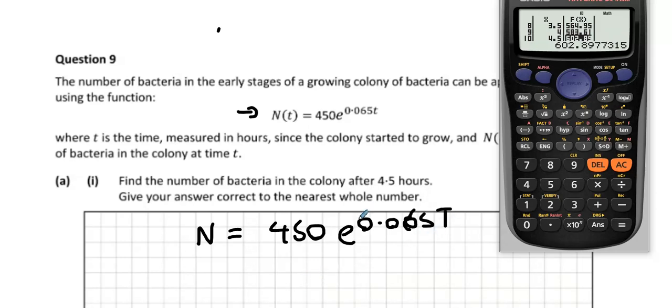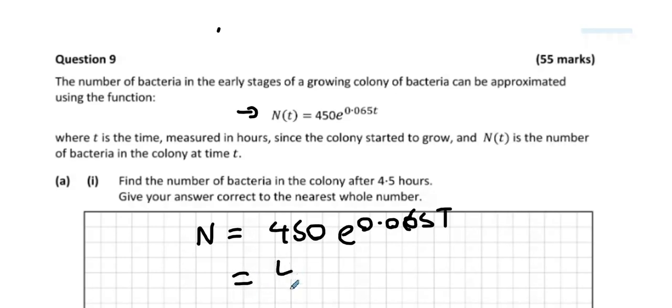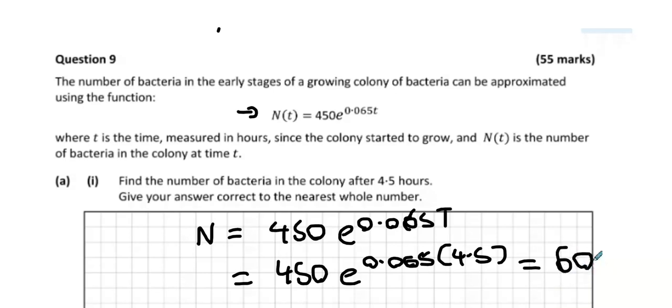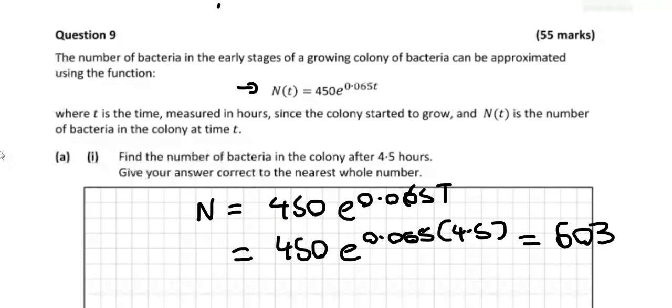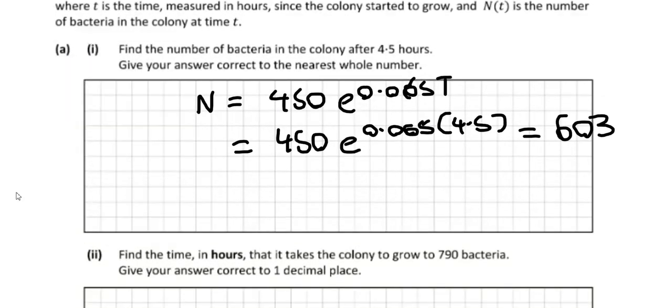602.9, to the nearest whole number 603, right? So it's 450 e to the power of 0.065 t. You want to show a bit of inputting for marks. And what do we agree on? 603. Easy money, that first question, isn't it? Okay. Now, let's go down to part A 2.